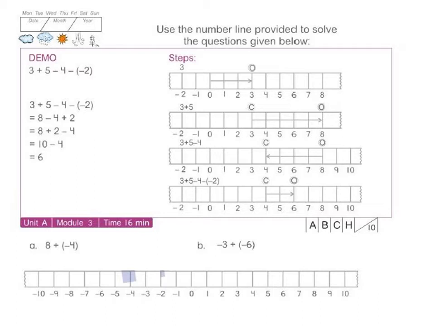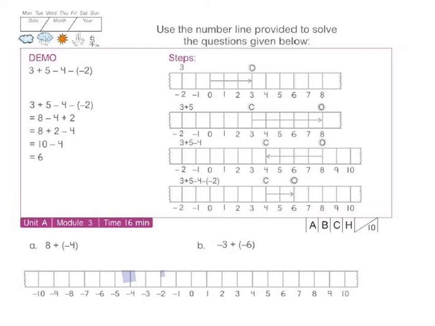Then from 3, since it is plus 5, we will go 5 steps to the right again. That will give us 8. That means 3 plus 5 equal to 8. Then what we will have to do? We will have to go 4 steps to the left because it is minus 4.